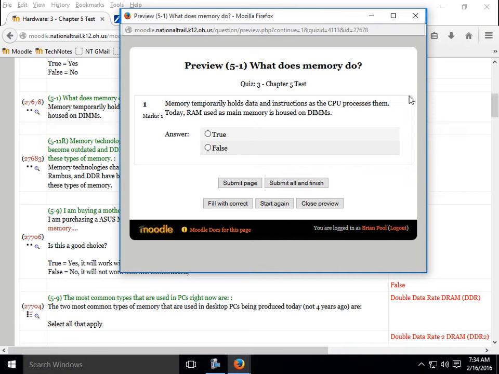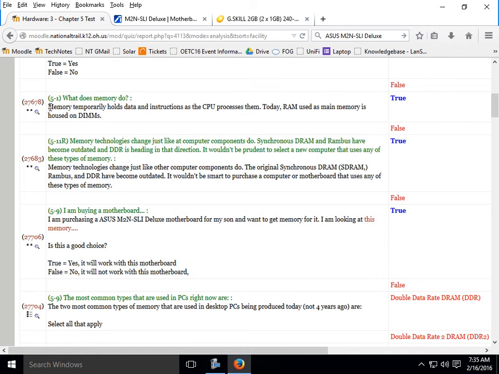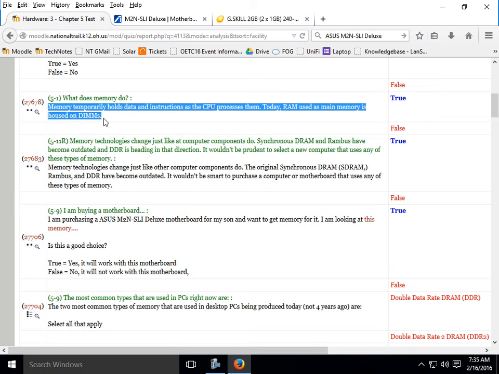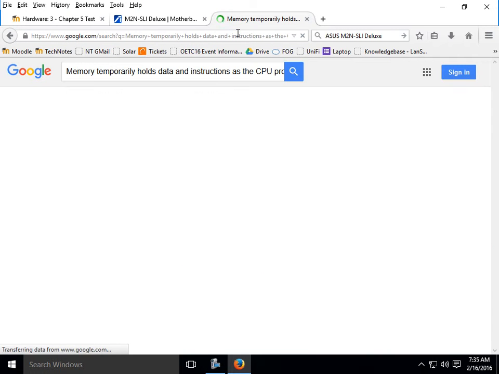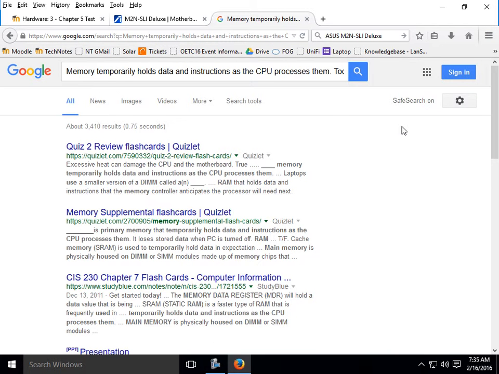True or false? Memory temporarily holds data and instructions as the CPU processes them. Today, RAM used as main memory is housed on DIMMs. That's true, right? Somebody said false on that. You could probably have taken that statement and thrown it in a search, which is not always a good idea, because sometimes you do this and you get the wrong answer because not every web page is correct, right?